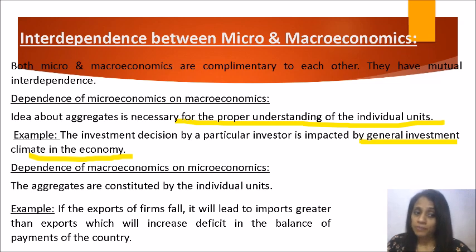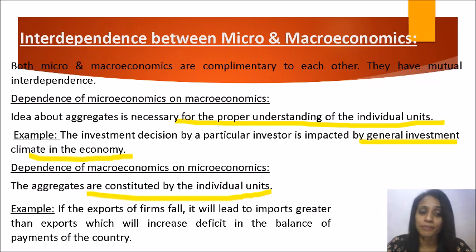The same way, dependence of macroeconomics on microeconomics. The aggregates are constituted by the individual units. Together, the whole package is made. So if the export of few firms fall, it might lead to fall in exports and rise in imports, which will further lead to deficit in the current account of balance of payment of a country.